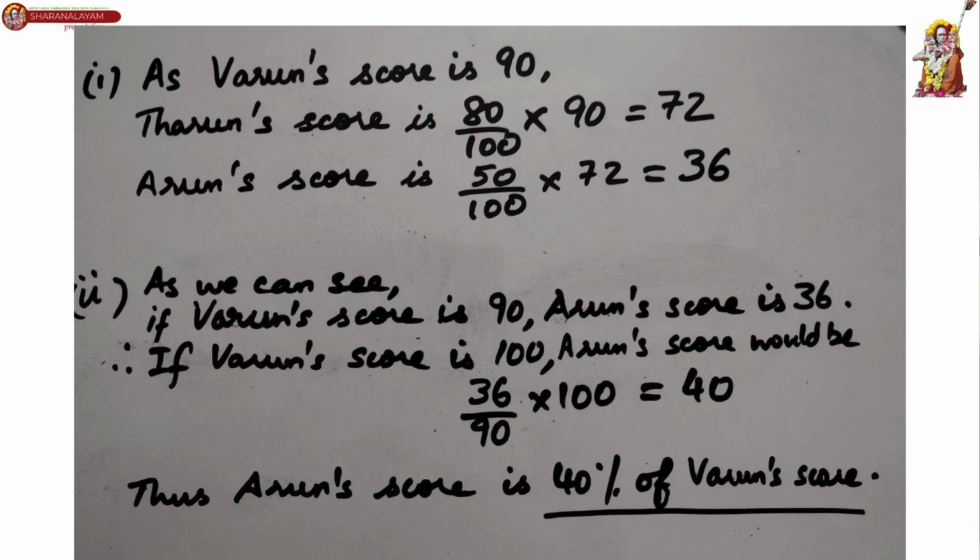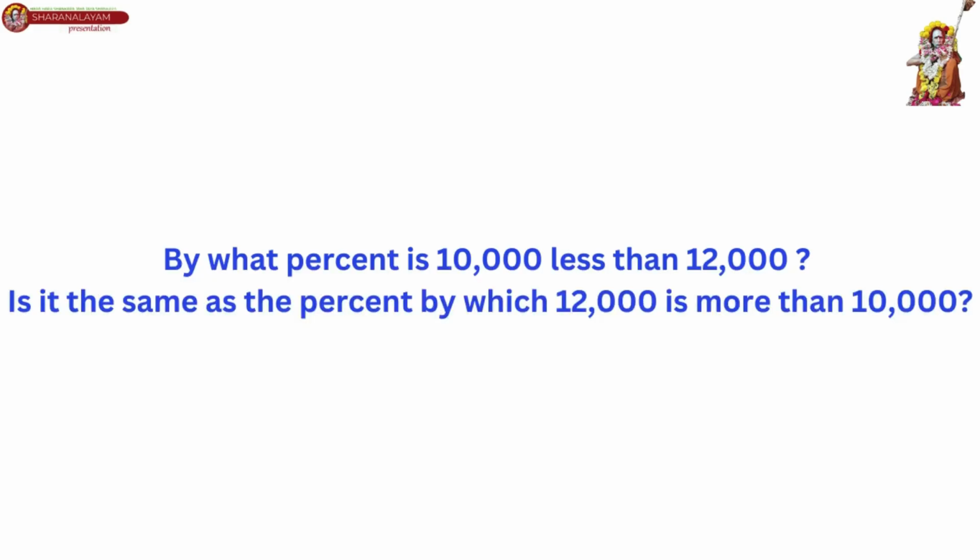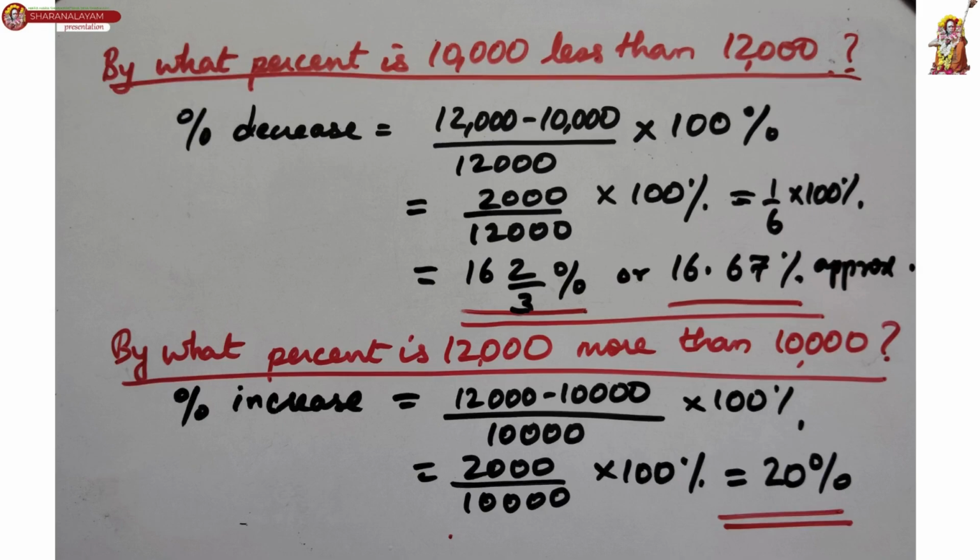Next question. By what percent is 10,000 less than 12,000? Is it the same as the percent by which 12,000 is more than 10,000? Let's see. The first part of the question: by what percent is 10,000 less than 12,000? For this, we take the difference between the two. So 12,000 minus 10,000 is 2,000. But we have to divide this difference by the base, which is 12,000, because the question says by what percent is 10,000 less than 12,000. So we are comparing it with 12,000.